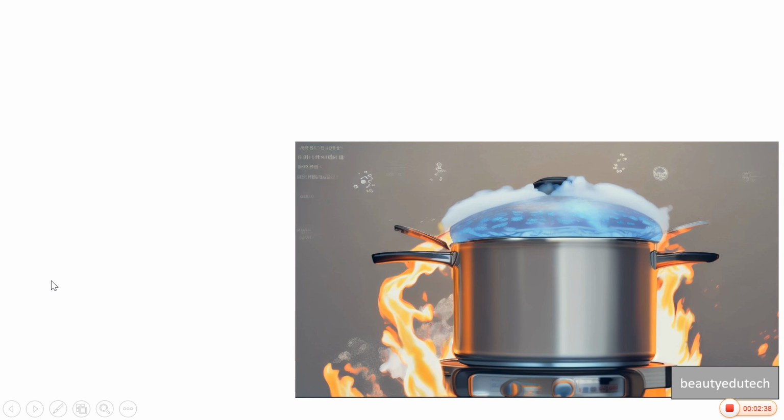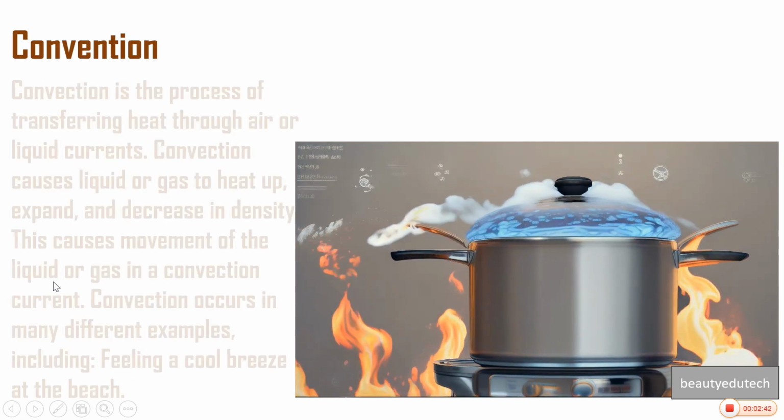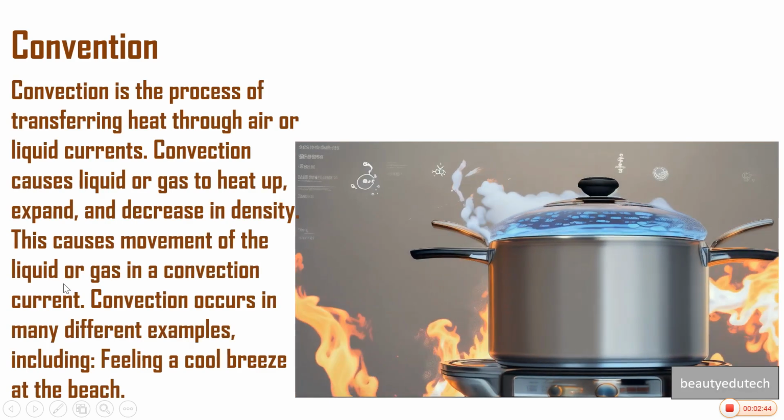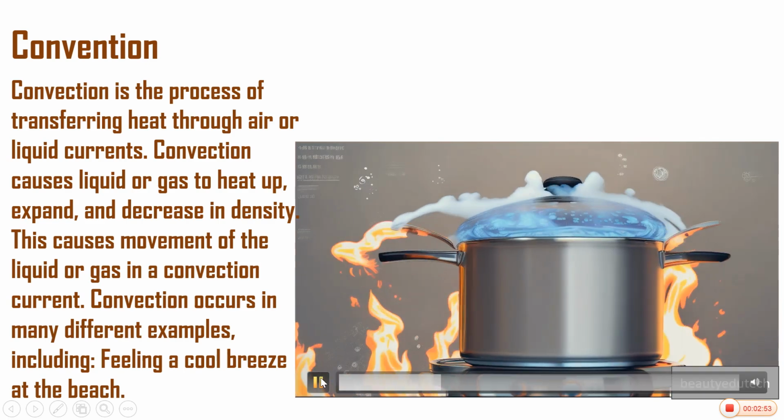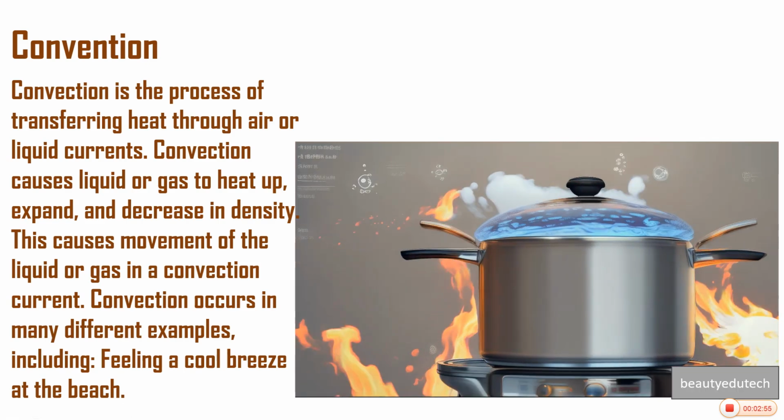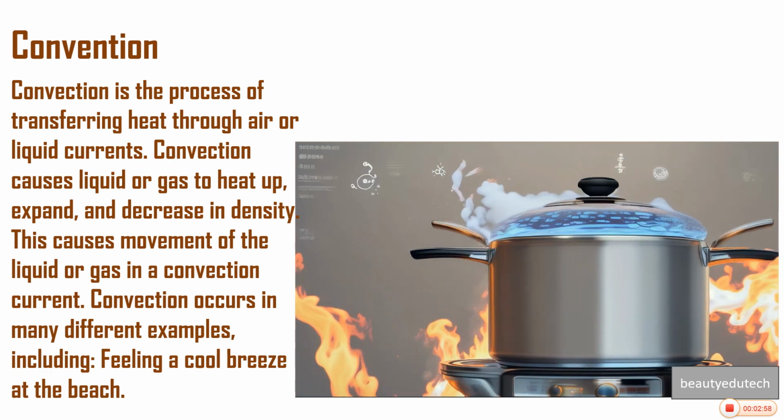Now let's look at another mechanism, which is convection. Convection is the process of transferring heat through air or liquid contents. Convection causes liquids or gases to heat up, expand, and decrease in density. This causes movement of the liquid or gas in a convection current. Convection occurs in many different examples, including feeling a cool breeze at the beach.